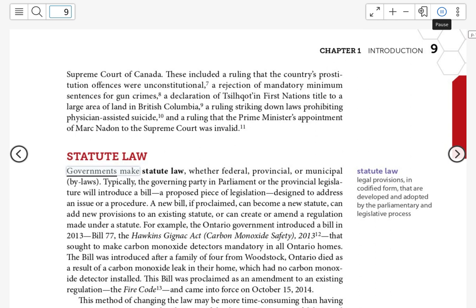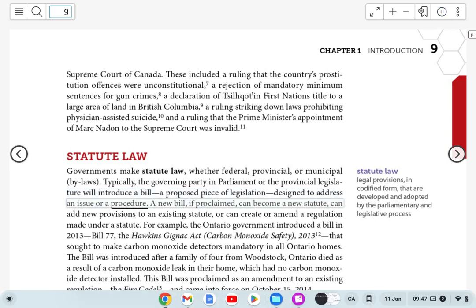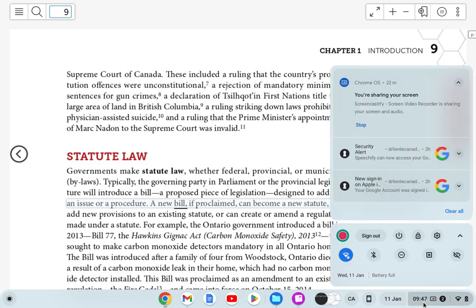Statute law. Governments make statute law, whether federal, provincial, or municipal bylaws. Typically, the governing party in Parliament or the provincial legislature will introduce a bill, a proposed piece of legislation, designed to address an issue or a procedure. A new bill, if proclaimed, can become a new statute, can add new provisions to an existing statute, or can create or amend a regulation made under a statute.